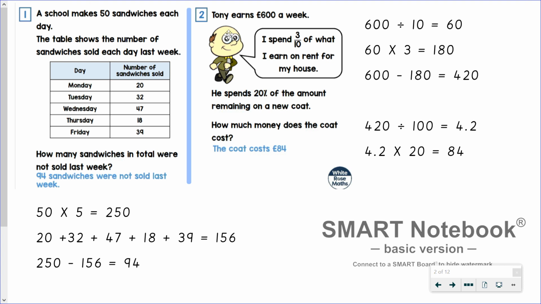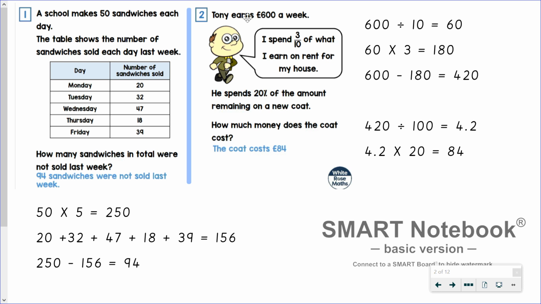Second one, Tony, good old Tony, earns £600 a week. He says, I spend 3/10 of what I earn on rent for my house. He spends 20% of the amount remaining on a new coat. How much money does the coat cost?